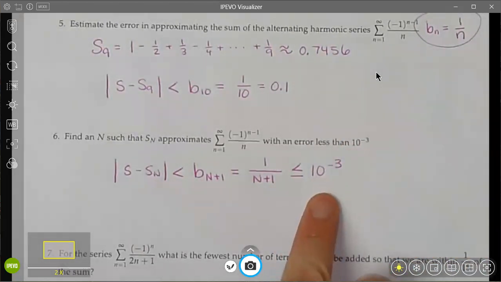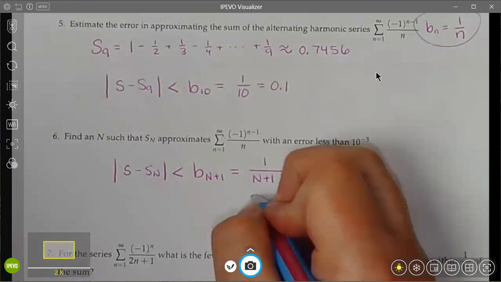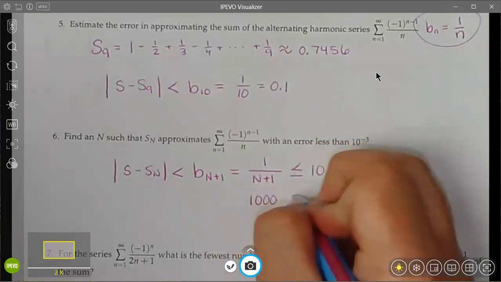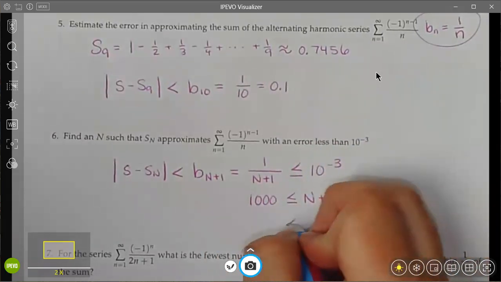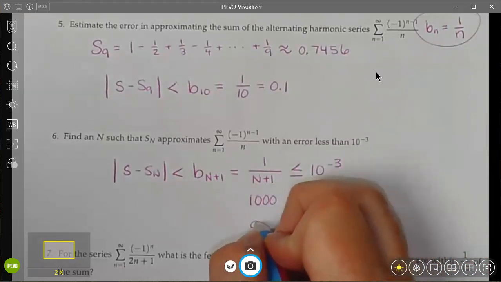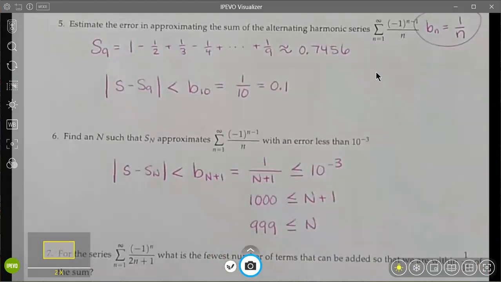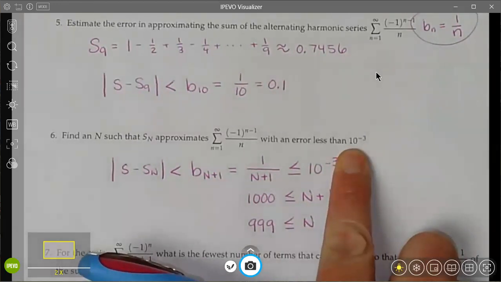So I'll divide the 10 to the negative 3 over to the other side, multiply the n plus 1 back. That gives me 1,000 is less than or equal to capital N plus 1, which means capital N is greater than or equal to 999. So if I use 999 or more terms, I'm guaranteed that the partial sum will have an error of less than 10 to the negative 3.